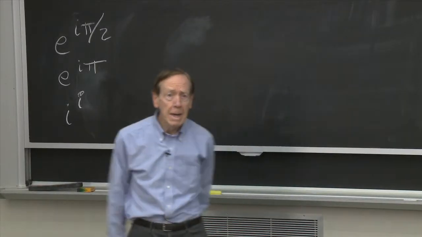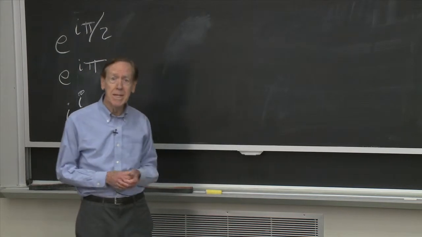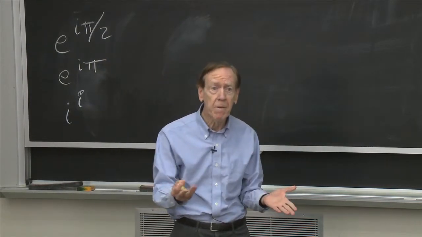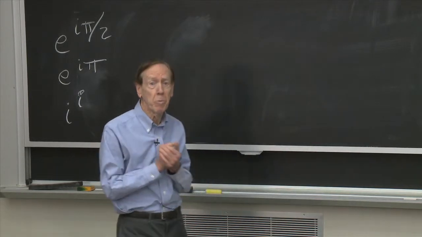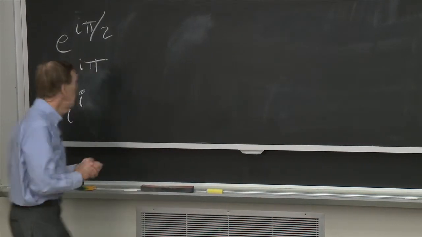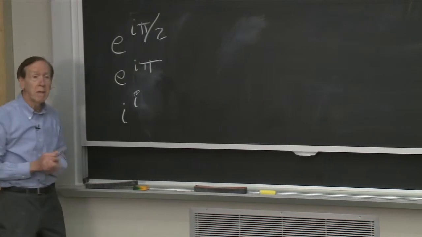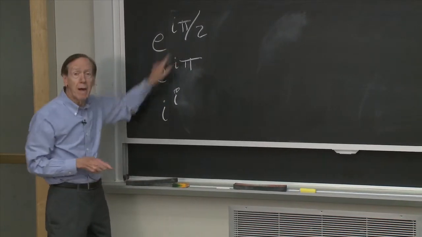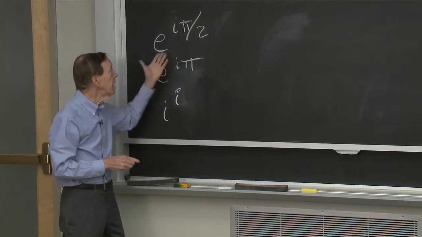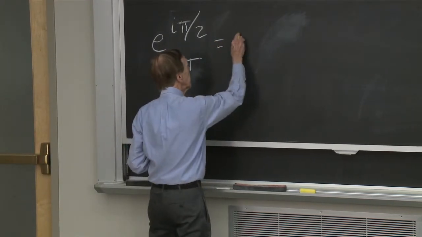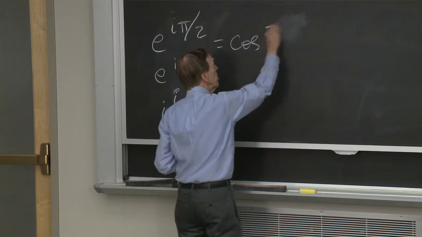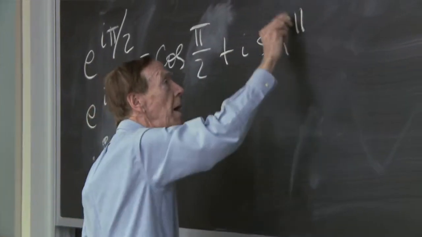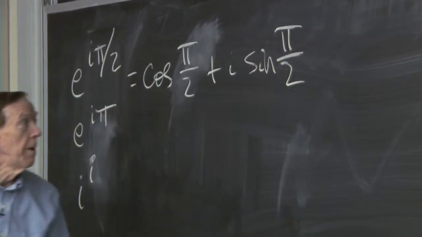Well, okay, I left you with three questions. Let me make some comments on those and then tell you about a fantastic picture called the Mandelbrot set. So my questions were, what are those three complex numbers? How to do that first one? Euler said that this is the same as the cosine of pi over 2 plus i times the sine of pi over 2. And those are things that we know.